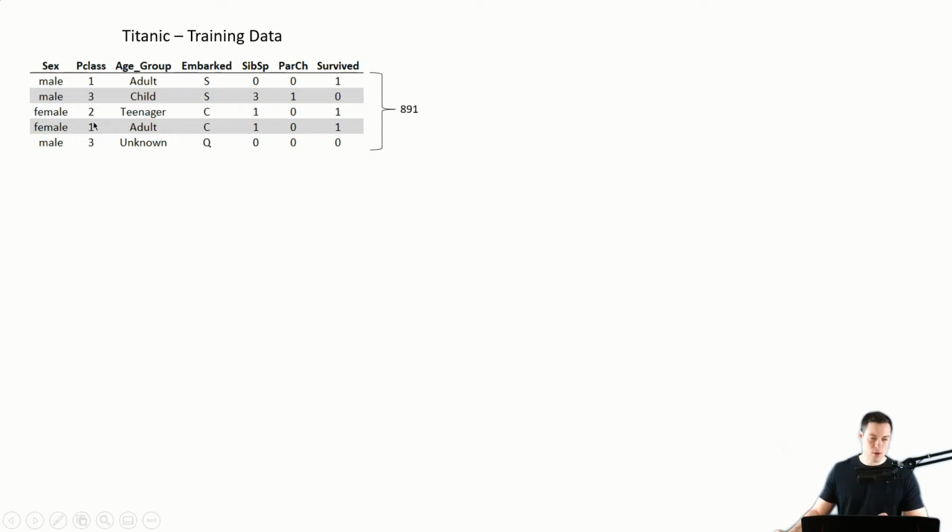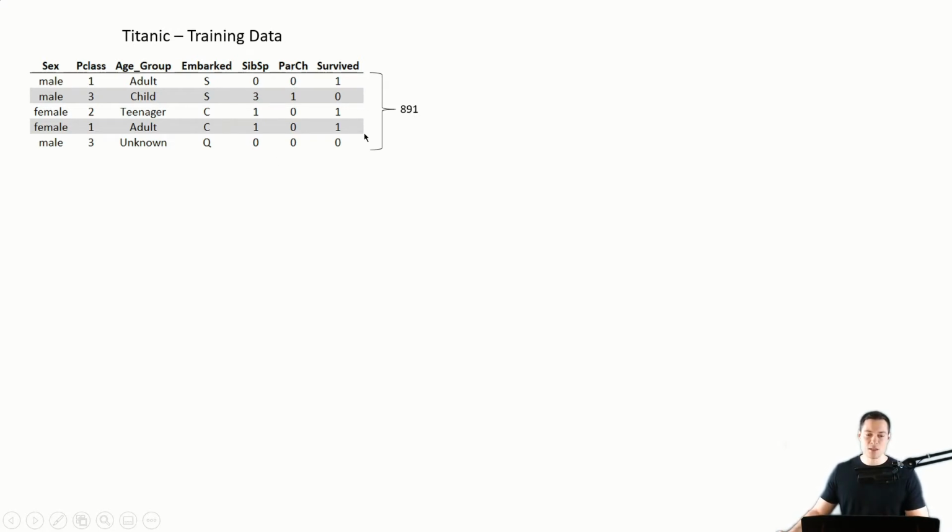And the features that we have are the sex of the passenger, so if the passenger is male or female. Then we have the passenger class, so if the person then traveled in the first, second or third class. Then we have the age group, so if the passenger is a child, teenager, adult, or if the age is unknown. Then we have here the feature embarked, so this is where the passenger got on board. So S stands for Southampton, C for Cherbourg, and Q for Queenstown. And then here we have the number of siblings and spouses that the passenger traveled with. And then here the last feature is the number of parents or children that the passenger traveled with.